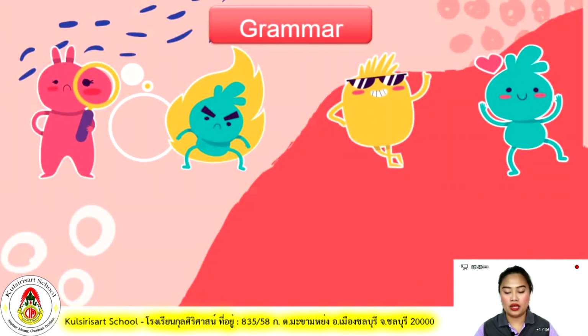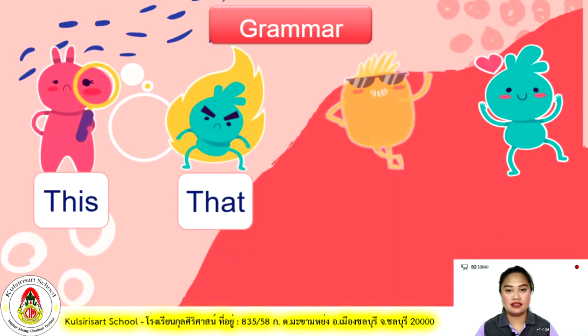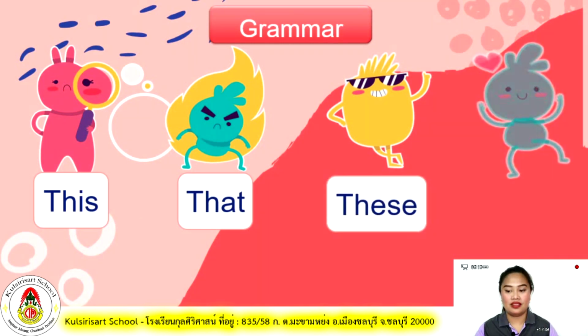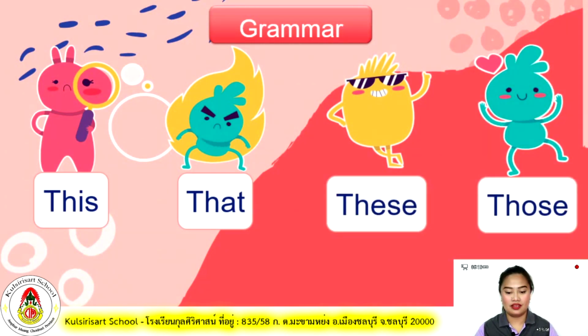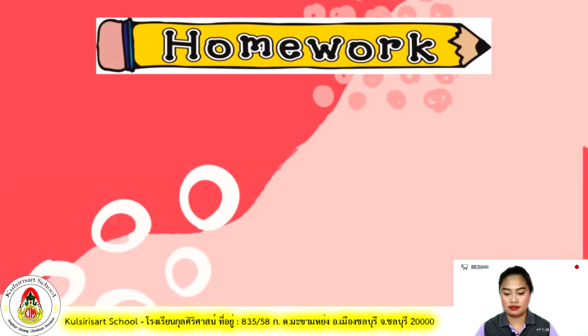Okay, we'll be also reviewing the grammar. For grammar, we learn, 1, 2, 3. Okay, now for grammar, we learn about demonstrative pronouns. That is, we have here this, that, these, and those. This, that, these, and those.